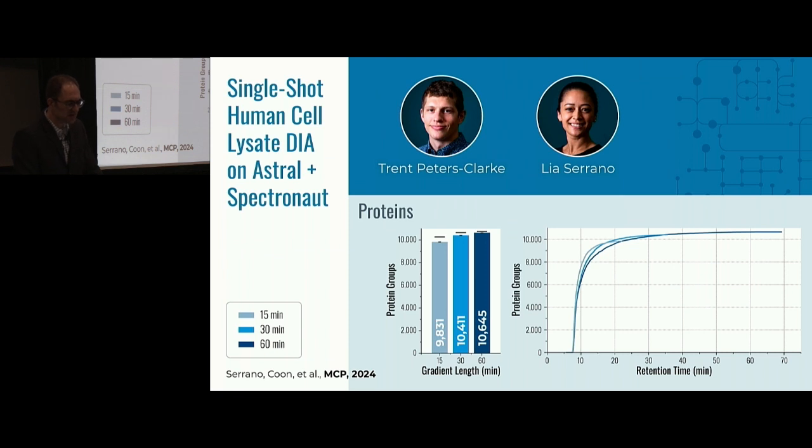So now I'll show you some of the data. This work was done by Leah and Trent, shown here. And this is looking at that same cell line that I showed you with the DDA method, with the DIA plus Astral plus the Spectronaut.